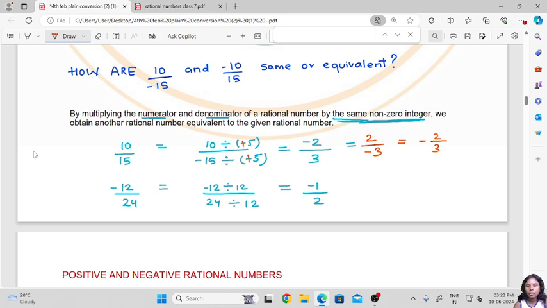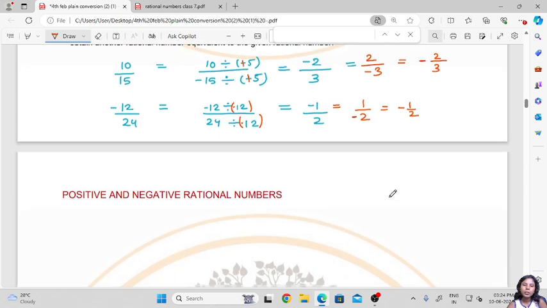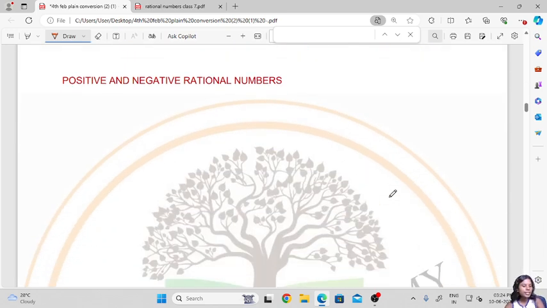and it will still be the same rational number. Similarly here, if I make this minus 12, minus 12, I'll get the same thing, minus 1 upon 2. So in this case also I can write it as minus 1 by 2. So we have proved that when the sign is either in the numerator or denominator, they are still equivalent numbers. Now let's understand positive and negative rational numbers.